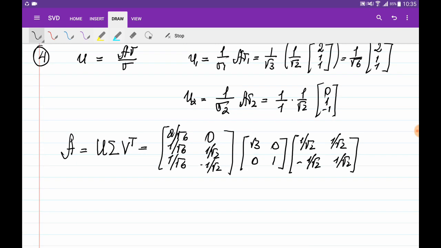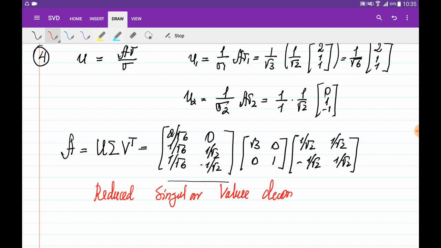So we have the SVD decomposition, but since the U is not a square, we call the singular value decomposition as reduced singular value decomposition. This is called reduced just because the U is not square. So it is 3 by 2 matrix, this is 2 by 2 matrix, this is 2 by 2 matrix. If we do this multiplication, we will get exactly the matrix A.